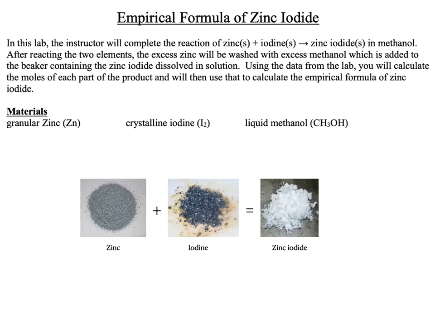In the last lab, we used percent composition to get a formula. In this lab, we're going to use the moles of each of the parts of the product to figure out the empirical formula. So it's somewhat like the percent composition, but this time we're going to take the element zinc and iodine and turn it into zinc iodide. The last one, we took potassium chlorate and decomposed it into potassium chloride and oxygen.